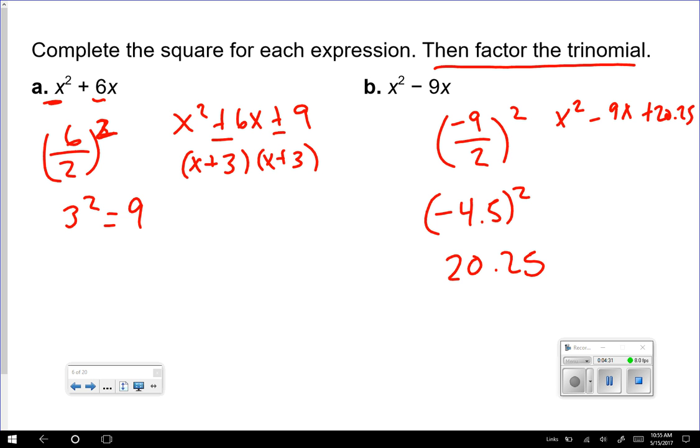Another way we could write that is as a fraction instead of changing the fraction to a decimal. It's going to make your life easier when it comes to factoring this. I should have just left it. Then we would have 81 over 4 as our squared term. So then this is going to be easier to factor.